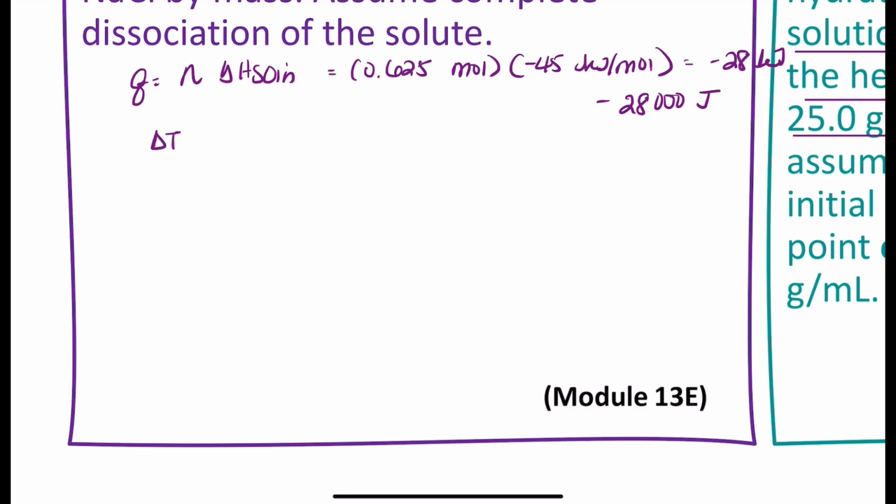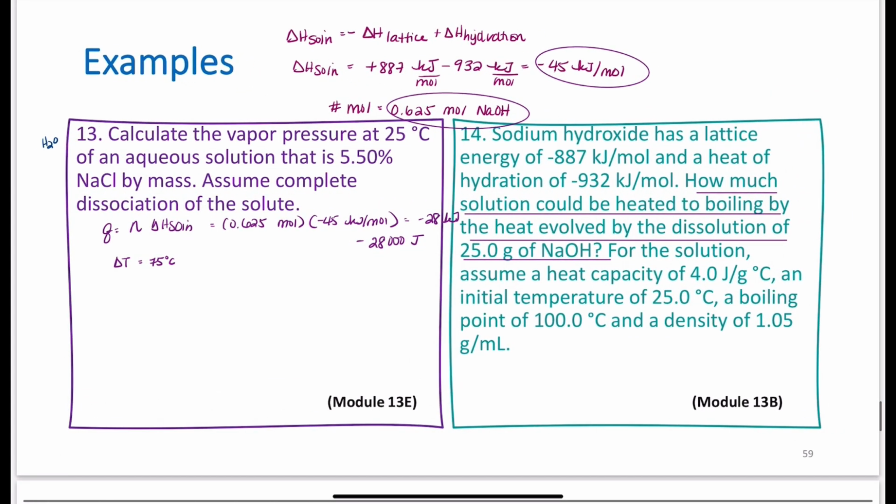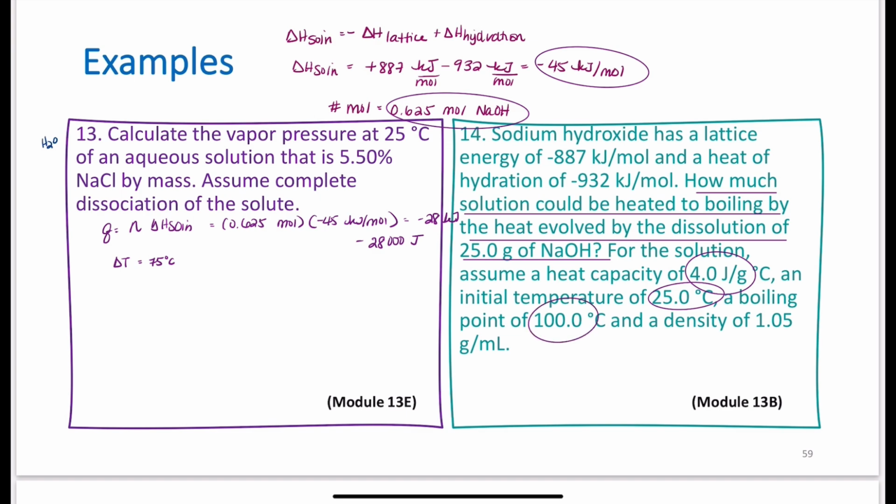My change in temperature is 75 degrees C. Where did I get that? Let's look. How much solution could be heated to boiling by the heat evolved by the dissolution of 25 grams? For the solution, assume a heat capacity of 4 joules per gram degree C, an initial temperature of 25 degrees C, a boiling point of 100, and a density of 1.015 grams per mL. So my change in temperature, 75 degrees C, is going from that 25 up to that 100.